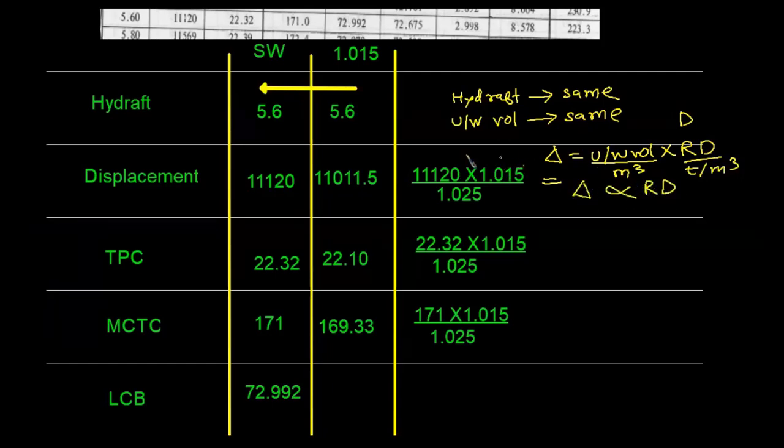So simply, if it is proportional and we need to find the value here, we multiply by 1.015 against this value. So we have this. Clear? Yes, sir. Now we come to the next, TPC, tons per centimeter. What is the formula for TPC? TPC is equal to water plane area. Any idea? Sir, I forgot.